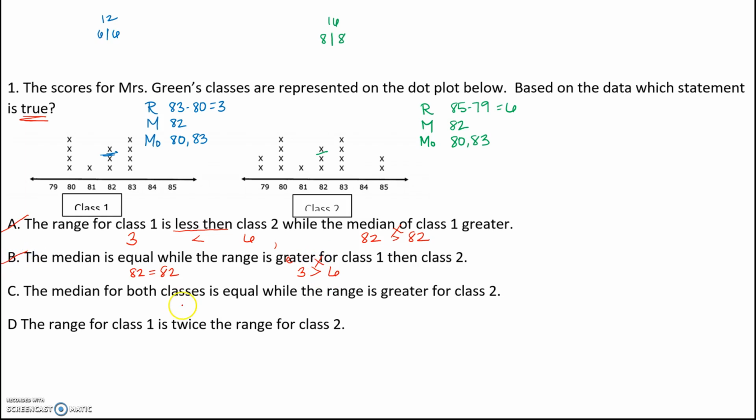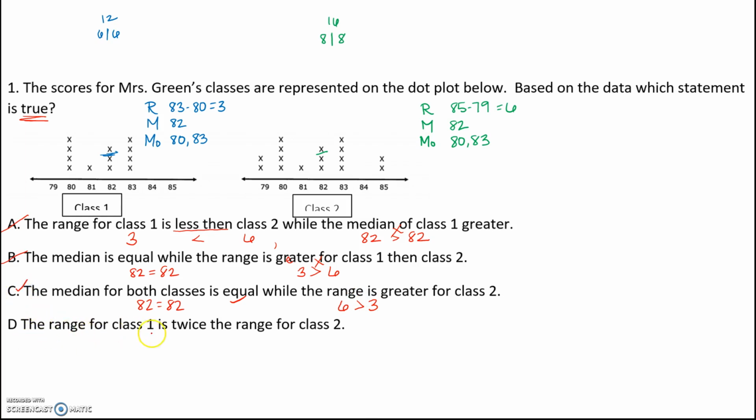C said the median for both classes are equal. So again, sounds good to me. While the range is greater for class 2. So range for class 2 is greater than class 1. Well, that sounds good to me so far, but we got to double check the last one.